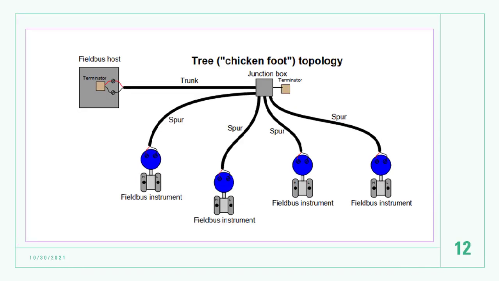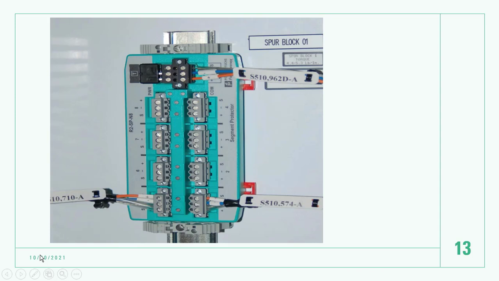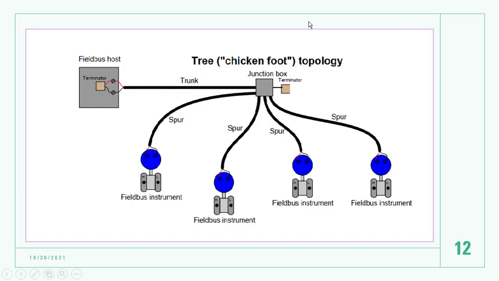Okay? This is called the chicken foot topology. This is most popular at the site. We often see this one. Maybe it is cheap. This field transmitter goes to here, terminated here, terminated here. It is the trunk cable, and the spur cable. This coupler is a device coupler. It is a junction box. Yeah, in here, junction box in here.